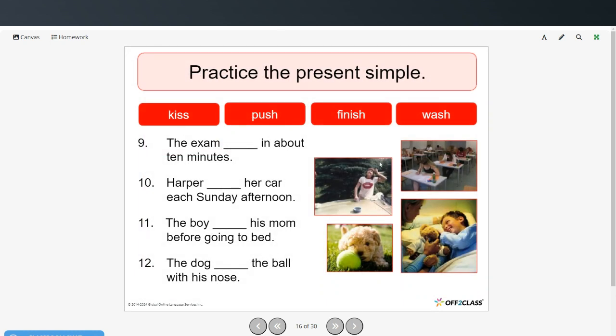So now practice using the present simple, filling in the gaps with the words from the boxes, and remembering the spelling rules. You can pause the video, write down your answers, and then restart when you're ready to check. Okay, the exam finishes in about 10 minutes. Harper washes her car each Sunday afternoon. The boy kisses his mom before going to bed. The dog pushes the ball with his nose.